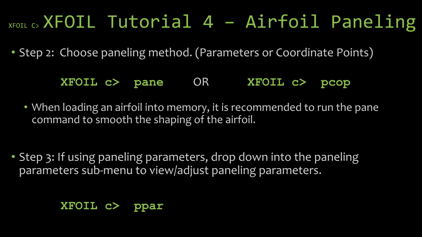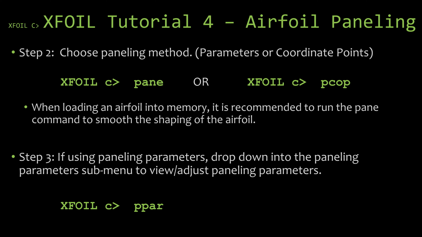Now, the rest of this tutorial is going to use the assumption that we are using the paneling parameter method, basically because the other method, the coordinate point method, you're not able to adjust. So this one's going to just continue with the pane method and show you how to adjust those values.